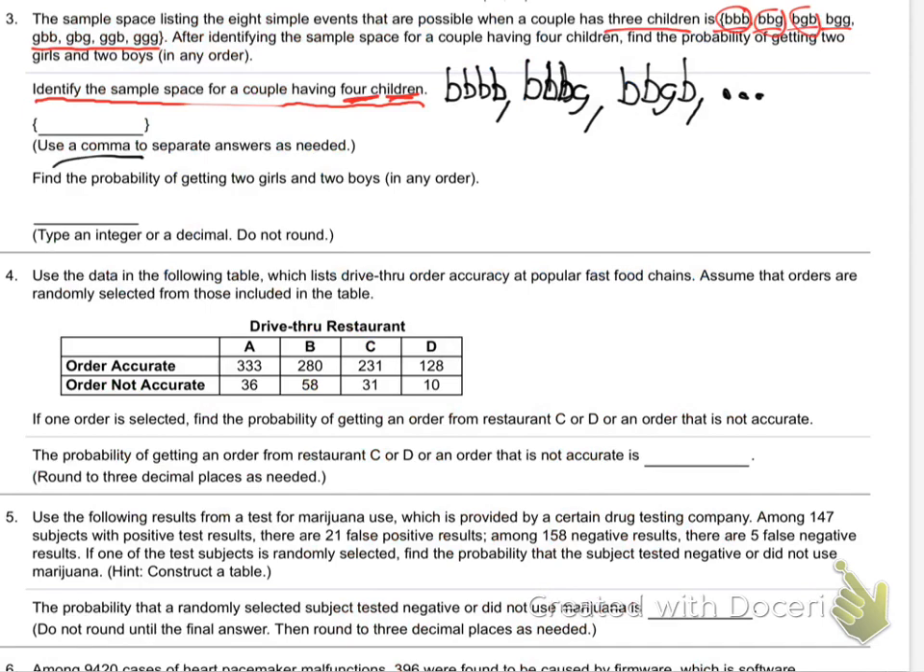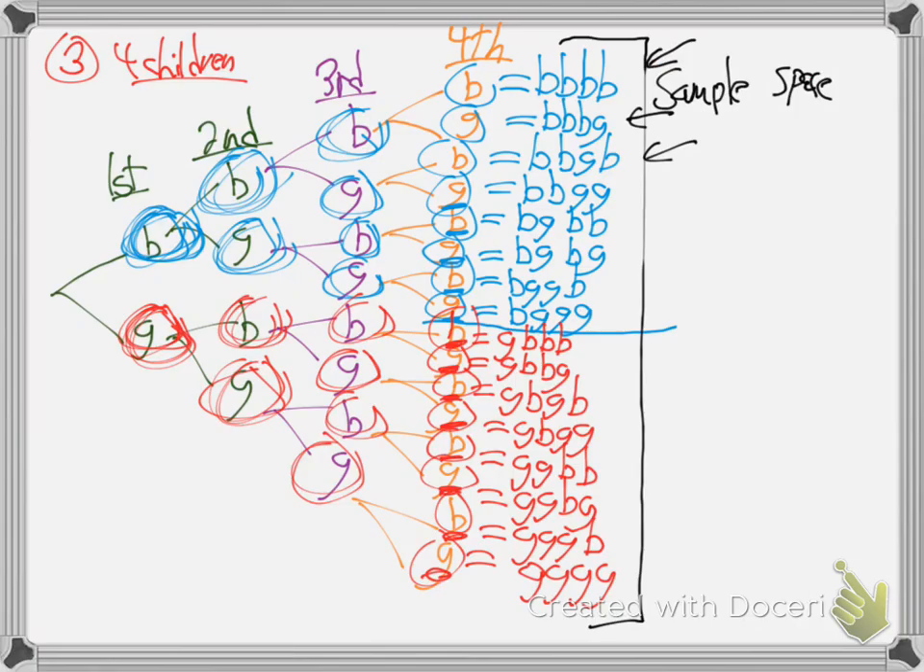And now let's answer the final question. It says use a comma, list them all. There'll be 16 of them. If you counted, there's 16 of them. Now, I'm just counting this: 1, 2, 3, 4, 5, 6, 7, 8, 9, 10, 11, 12, 13, 14, 15, 16 different results in the sample space.